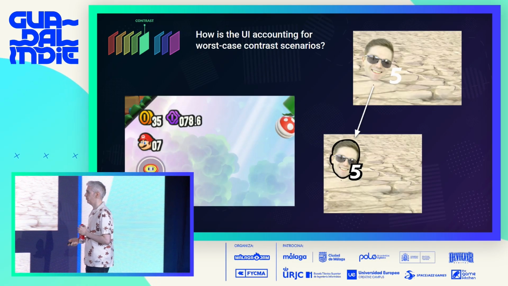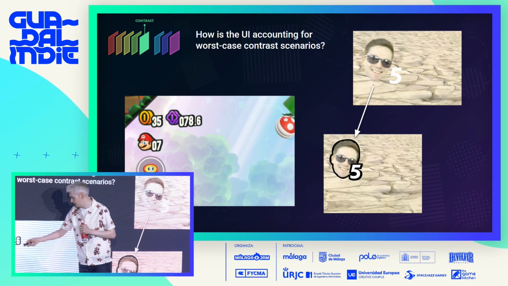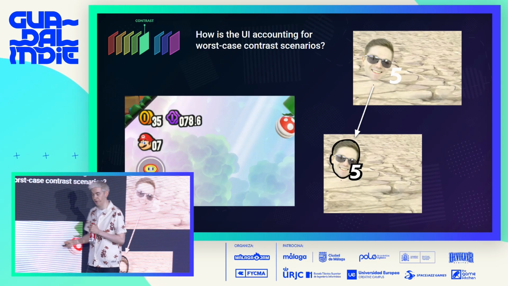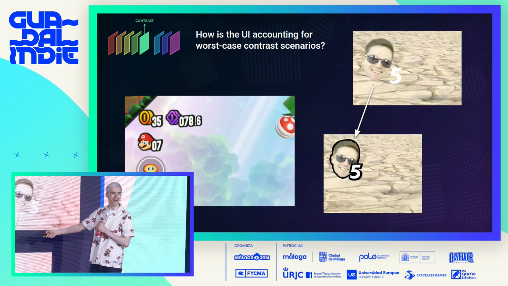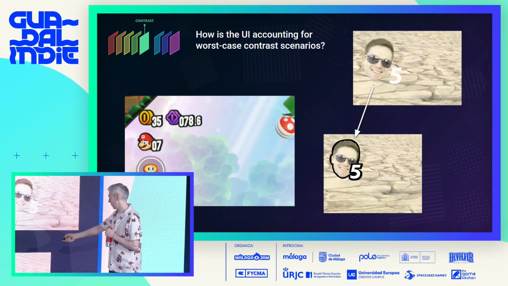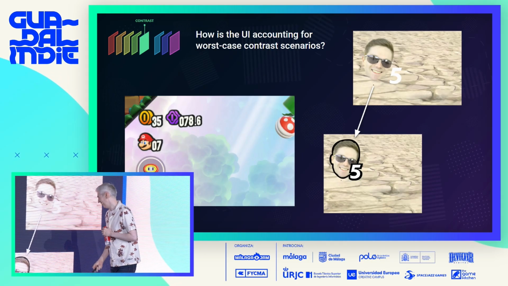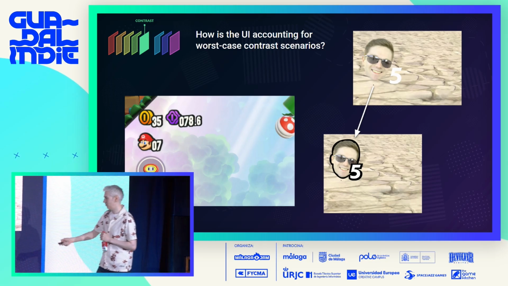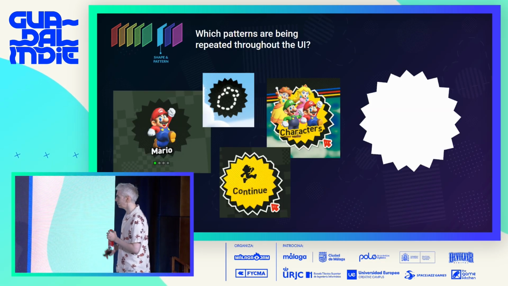How is the UI accounting for worst-case contrast scenarios? Mario here, for example, has put an outline on the text. I've done that here with my boyfriend. Everyone say hi, Matt. I won some boyfriend points for that. Thank you. So I've put an outline around Matt, and you can see that you can actually see him in the screenshot.